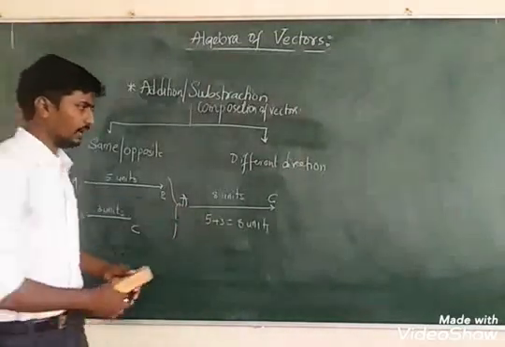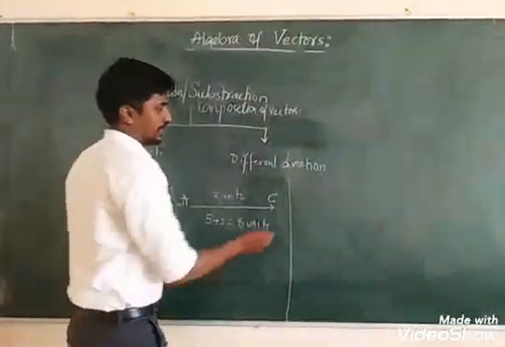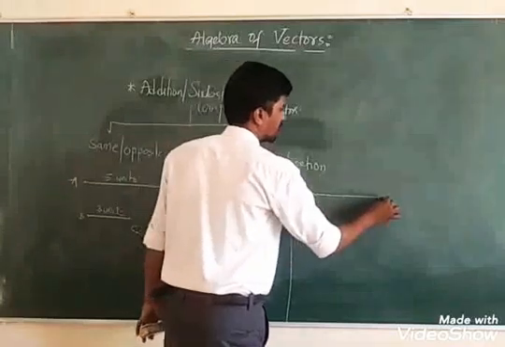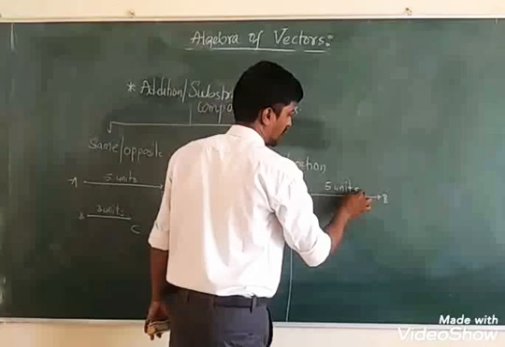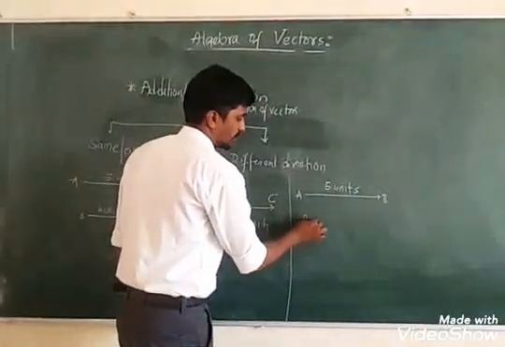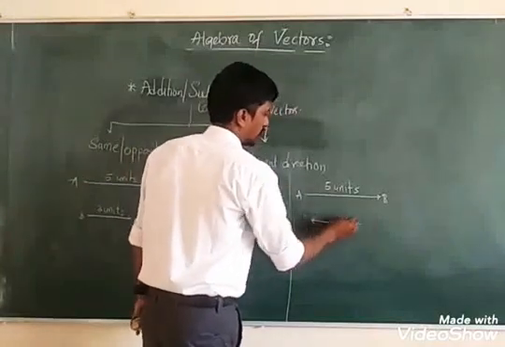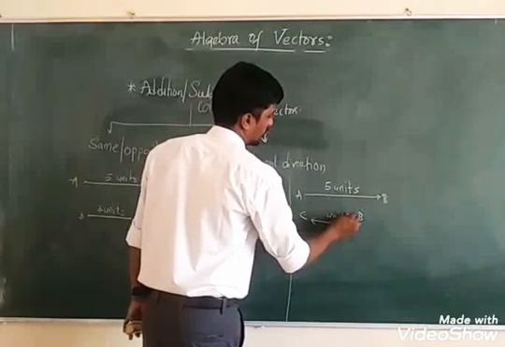Now another case. Suppose this is the vector AB of 5 units. I will take the same example right here, 5 units, and the second vector I will consider as B, C of 3 units, in this way.